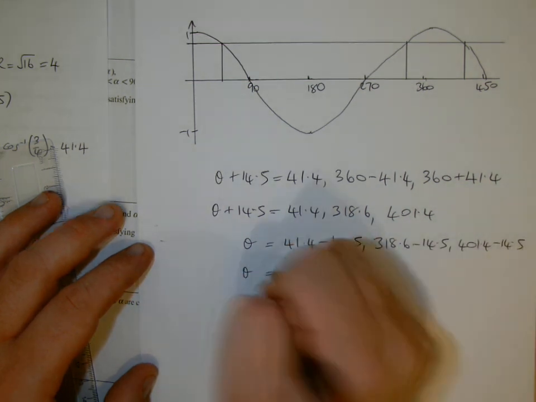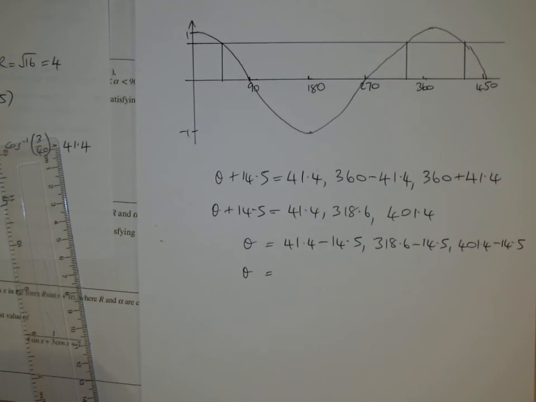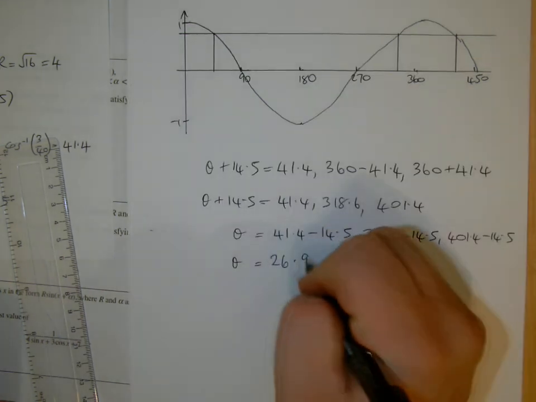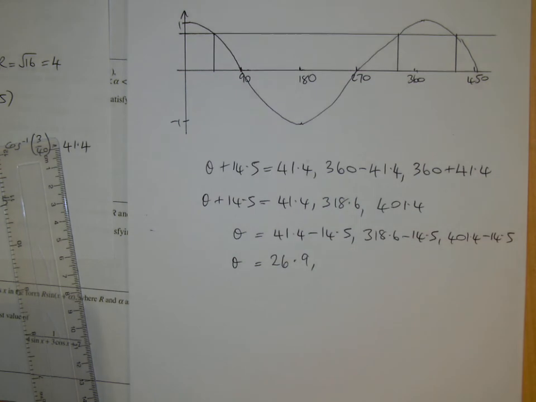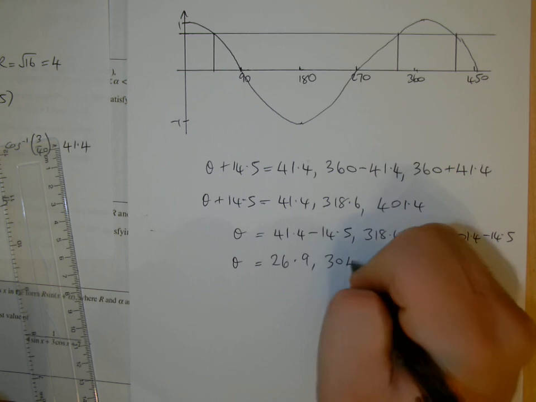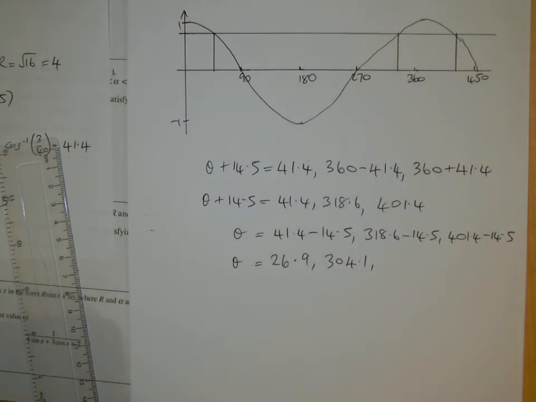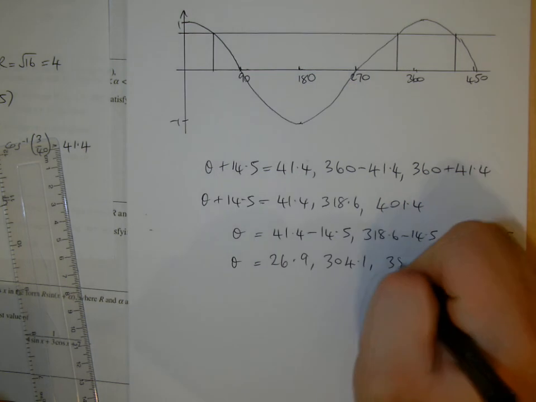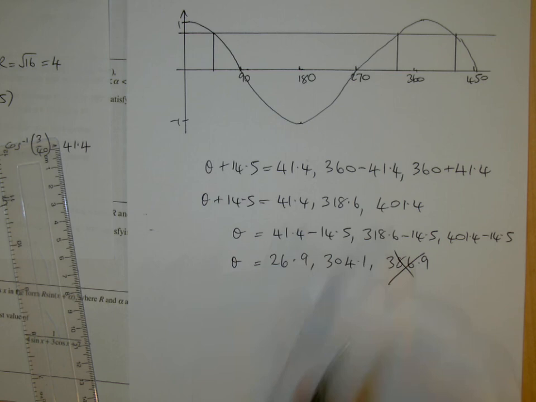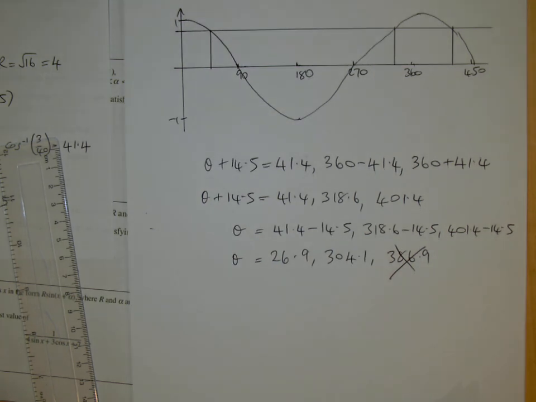So we get theta equals 26.9, 304.1 and 386.9. Now I can dismiss that last one because it's outside the range. So two solutions here, 26.9 and 304.1.